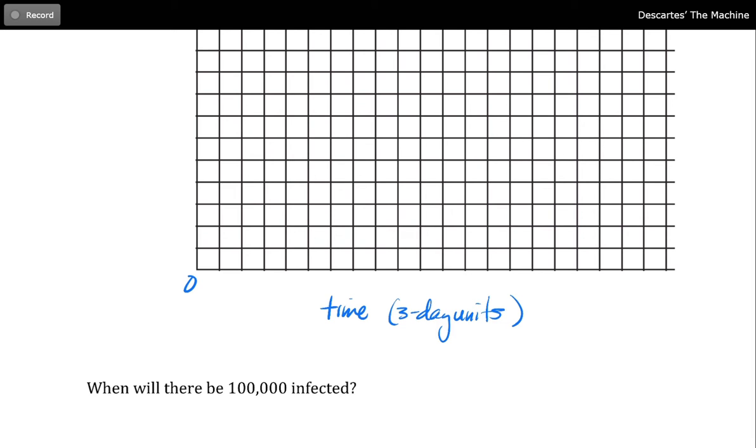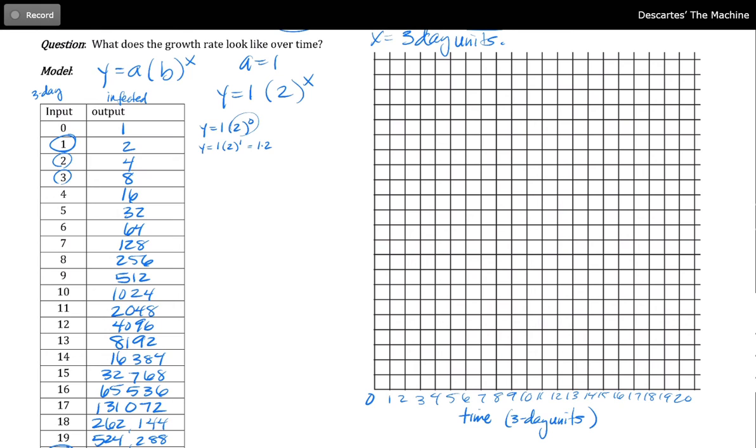Hey, it's a quarter past the hour. So then that would be 1, 2, 3, 4, 5, 6, 7, 8, 9, 10, 11, 12, 13, 14, 15, 16, 17, 18, 19, 20. There we go. And then over here, this would be on the y-axis, the number of people that are infected.